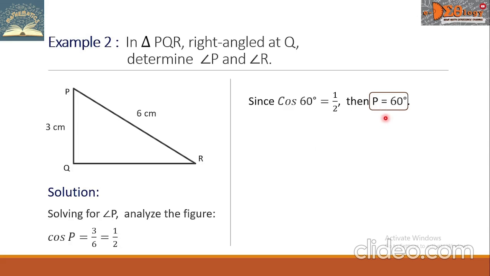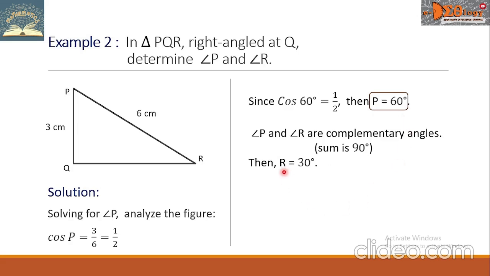Now, let us find the angle R. Angle P and angle R are complementary angles, meaning the sum is 90 degrees. Since P equals 60 degrees, we can have the value of R equals 30 degrees.